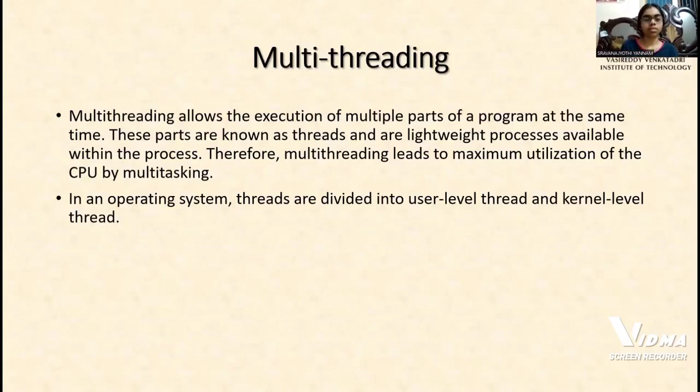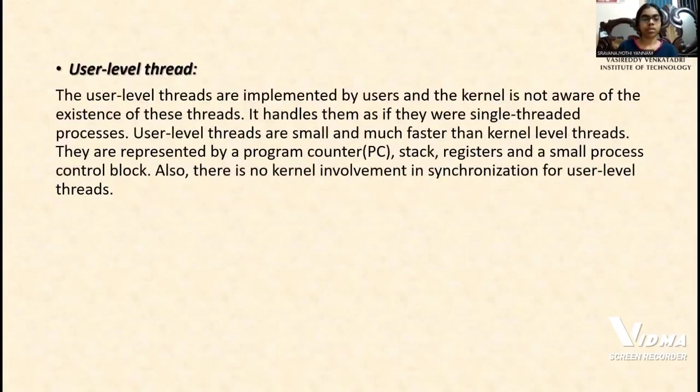In an operating system, threads are divided into user-level thread and kernel-level thread. User-level thread. The user-level threads are implemented by users, and the kernel is not aware of the existence of these threads. It handles them as if they were single-threaded processes. User-level threads are small and much faster than the kernel-level threads. They are represented by a program counter, stack, registers, and a small process control block. Also, there is no kernel involvement in synchronization for user-level threads.